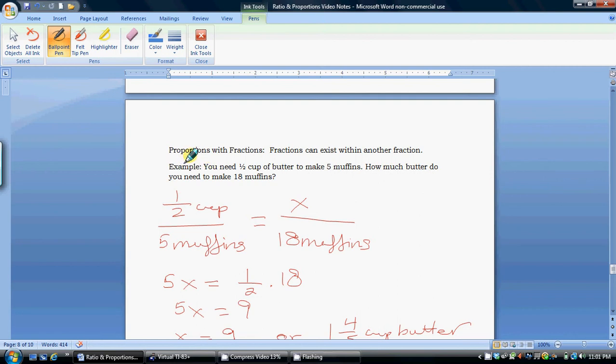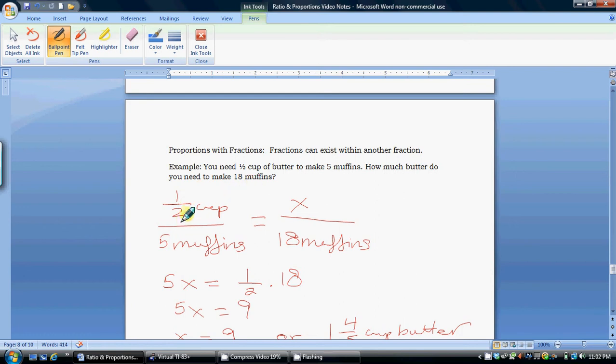We're actually on the proportions with fractions part. Fractions can exist within another fraction. That's something you probably learned a little bit about in fractions. But now we're going to look at some recipe stuff. An example: you need a half a cup of butter to make 5 muffins, but you need to make 18 muffins for some bake sale somewhere. So how much butter do you need for those 18 muffins?